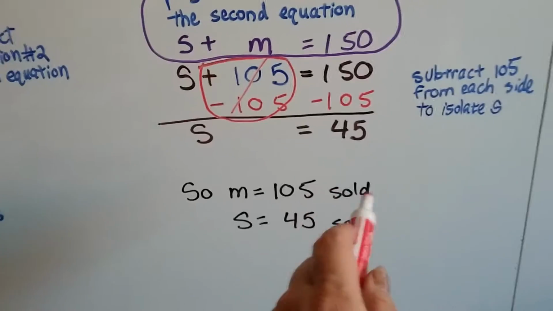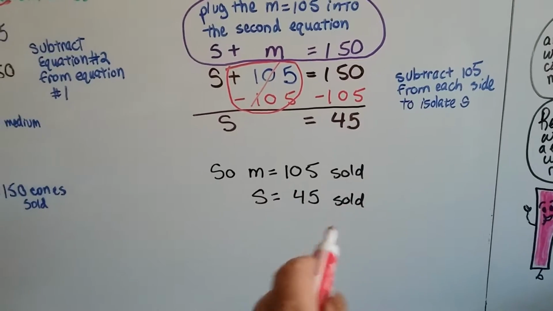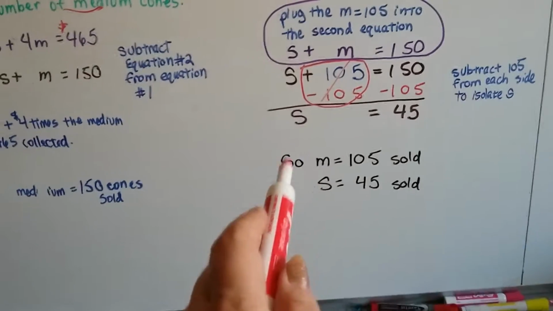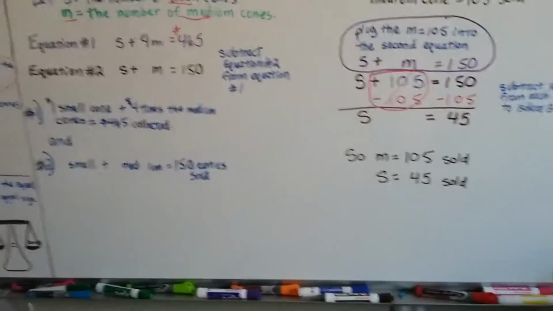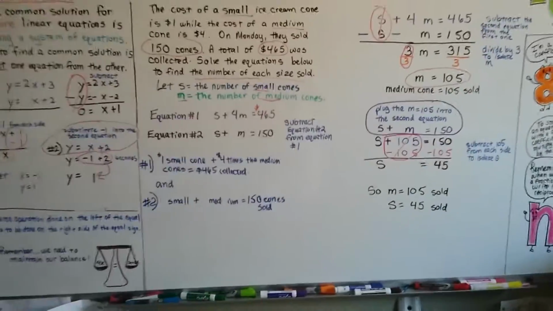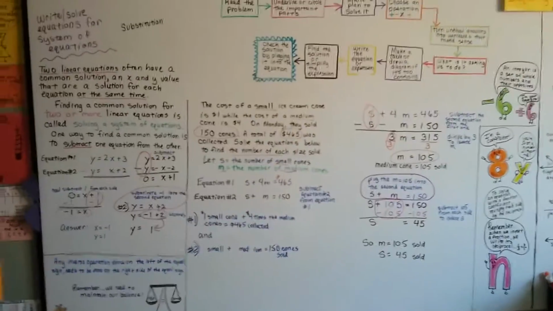M equals 105 sold and S equals 45 sold. 105 medium cones were sold and 45 small cones were sold. See how we did that? Subtracting the one equation from the other.